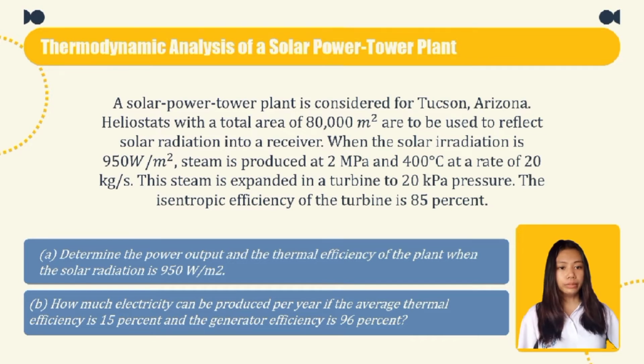The isentropic efficiency of the turbine is 85%. A. Determine the power output and the thermal efficiency of the plant when the solar radiation is 950 watts per meter squared. B. How much electricity can be produced per year if the average thermal efficiency is 15% and the generator efficiency is 96%?